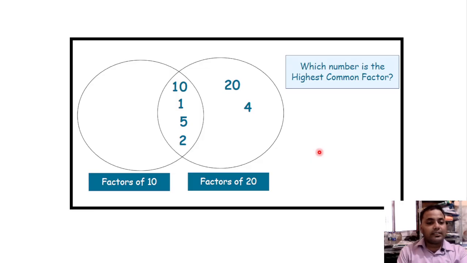Which number is the highest common factor? So here you can see the common factors are 2, 5, 1 and 10, and which number is the highest common factor? So 10 is the highest common factor.